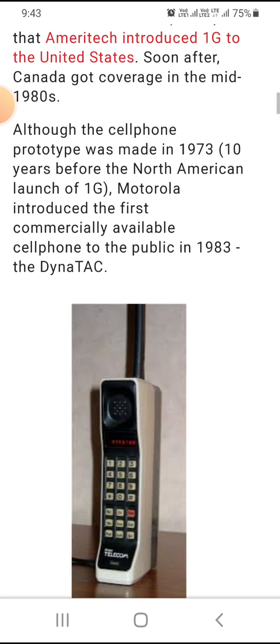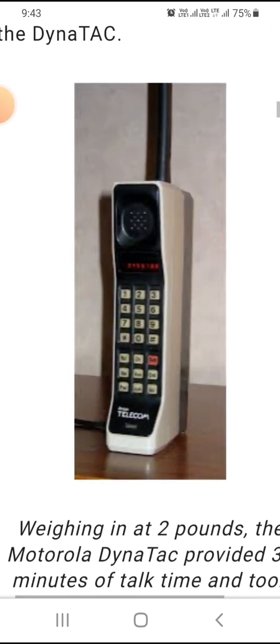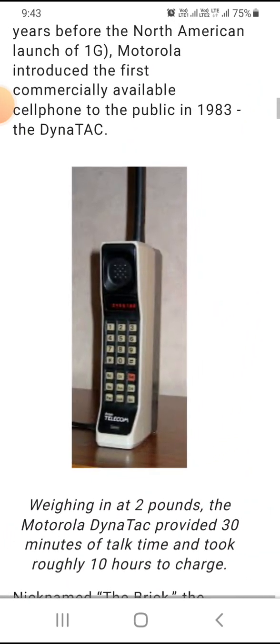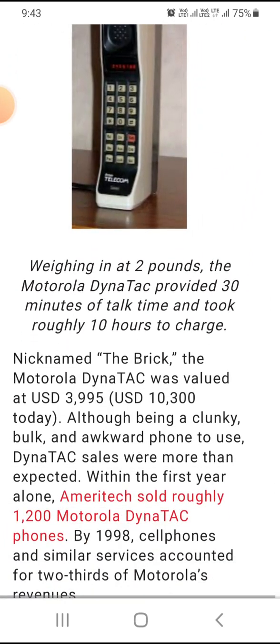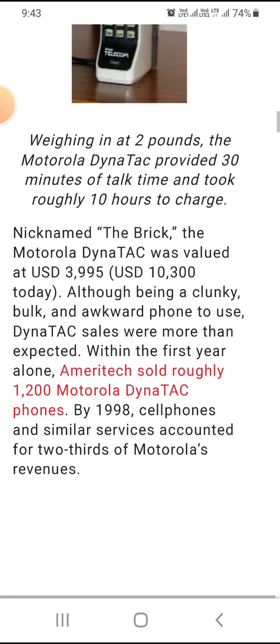Now you can see what the 1G phone looked like. Weighing 2 pounds, the Motorola DynaTAC provided 30 minutes of talk time and took roughly an hour to charge. Nicknamed the brick, the Motorola DynaTAC was valued at 3,995 US dollars, about 10,300 today. Although a clunky, bulky and awkward phone to use, DynaTAC sales were more than expected.